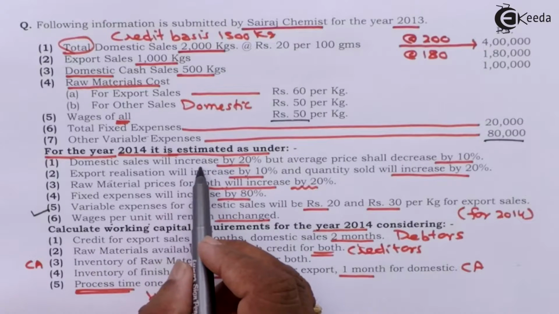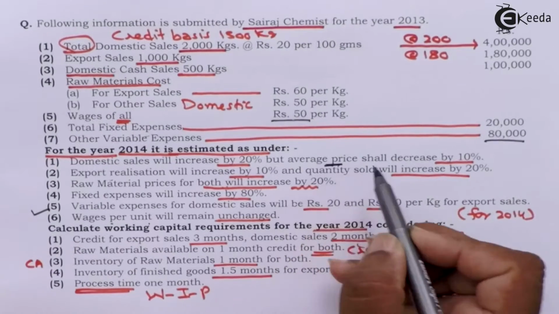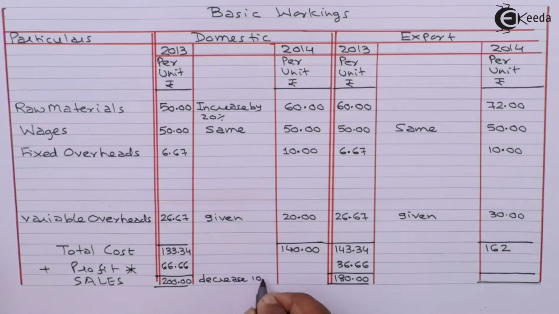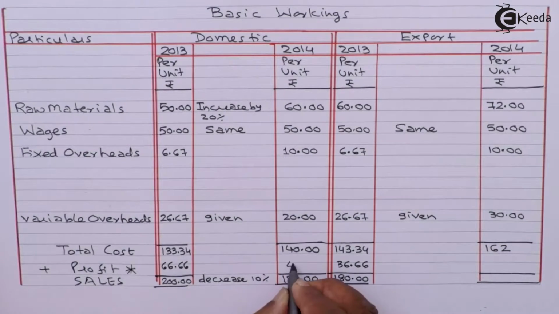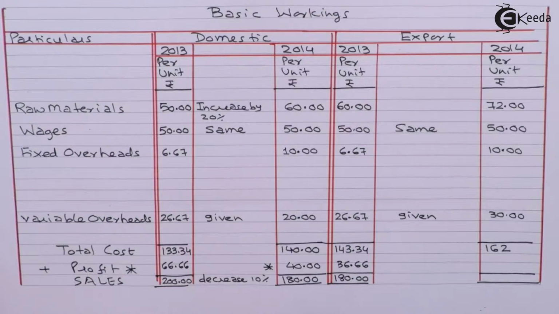Domestic sales will increase by 20%, but average price will decrease by 10%. So current price is 200, it will decrease by 10%. So it will become 180. So profit per unit for estimated 2014 in case of domestic sales, it will be 40 rupees per unit.